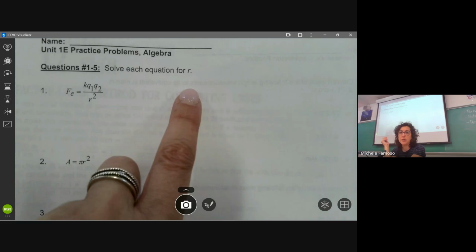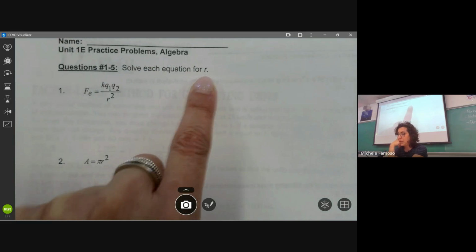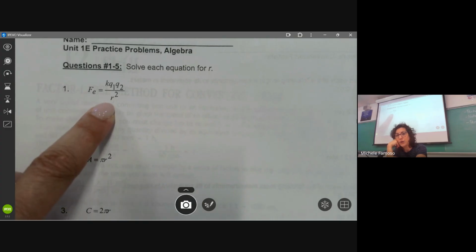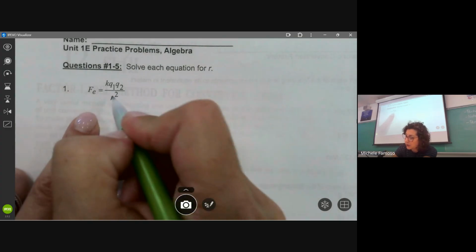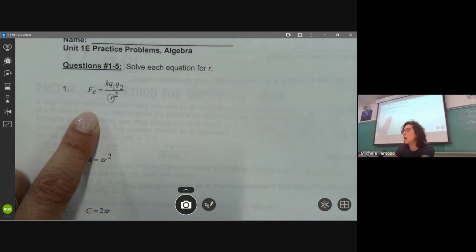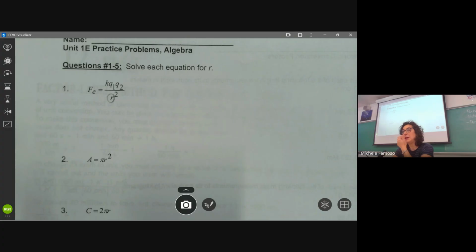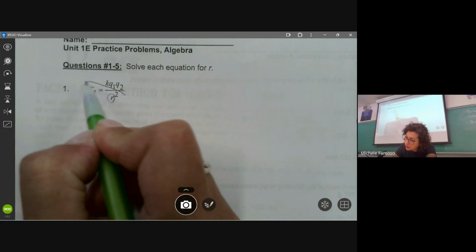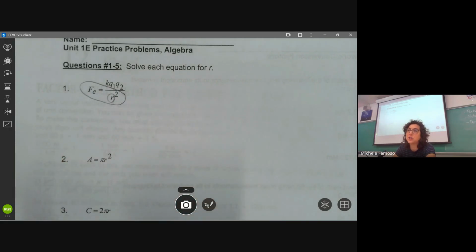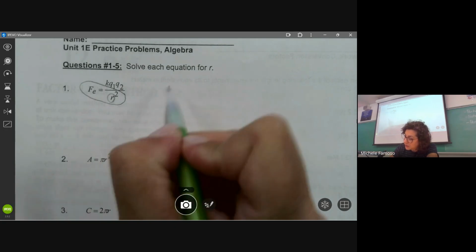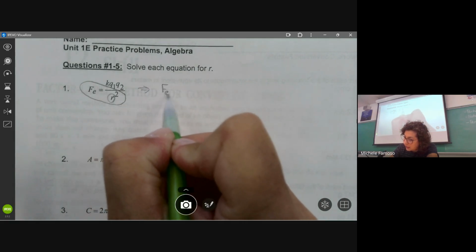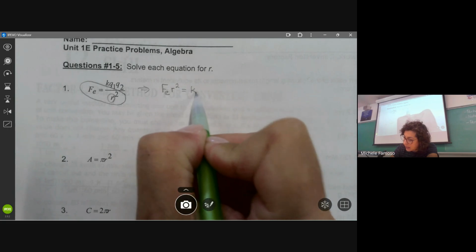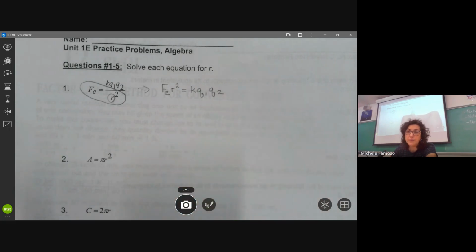1 through 5 are going to be solved for the letter R. In number 1, do you see where the R is? It's in the denominator of the fraction. You can't solve it the way it's written. You hear that? You cannot solve it for R the way it's written. You have to do something to it first. You have to rewrite the equation so it's linear without the fraction and the R squared in the bottom. So we're going to cross multiply. This leaves us with the equation FE R squared is K Q1 Q2.